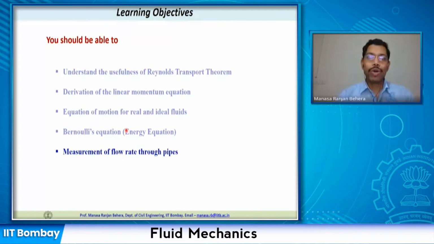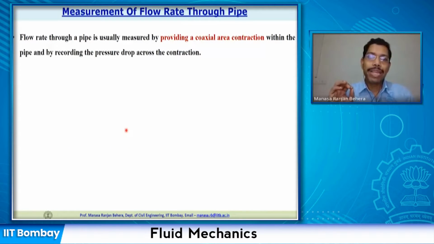So in measurements of flow rate through pipe, the flow rate is usually measured by providing some coaxial area contraction. So you basically reduce the area through which the flow is taking place. By doing that, you generate a pressure difference, and that pressure difference is measured, and that's how we can find out the flow rate.